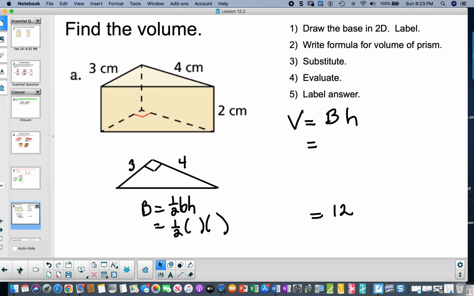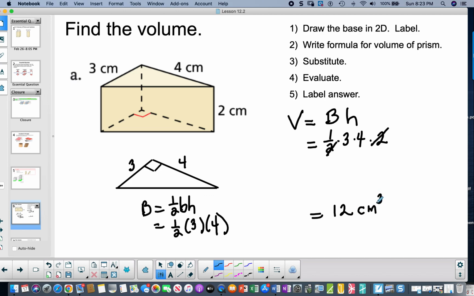For example, in this problem, the area of the base is a triangle. It's a right triangle. So we use our triangle formula and fill in the base, which is 3, and the height is 4, or vice versa. So the area of the base will be 1/2 times 3 times 4, and the number of layers, or how tall the prism is sitting, is 2. We can do a little reducing. The answer will be 12, and in this case it's 12 centimeters cubed. That's how many cubic units are in this prism.